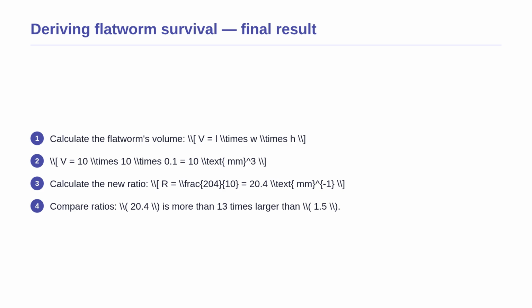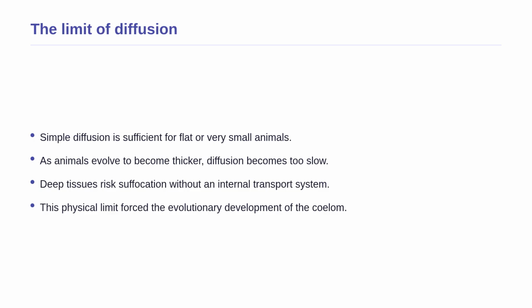This mathematically proves our concept. The flatworm has a ratio more than 13 times larger than the spherical organism. This brilliant evolutionary solution provides such massive surface area that oxygen easily diffuses to every cell, completely eliminating the need for a coelom. So, we have proven that a flat body plan works perfectly for simple animals.